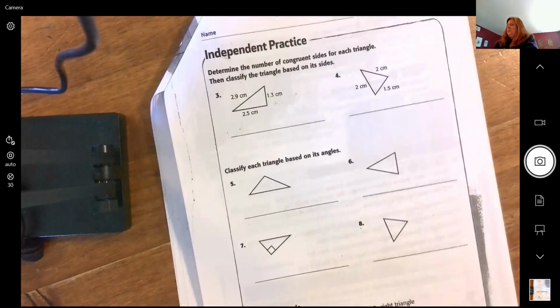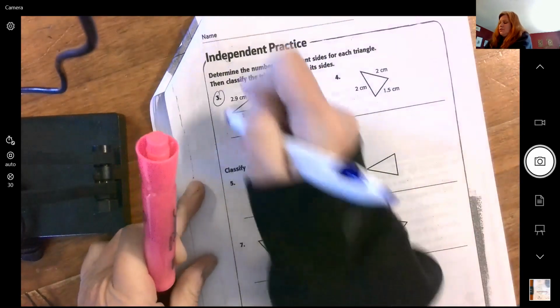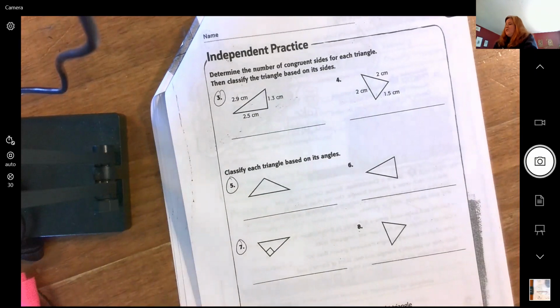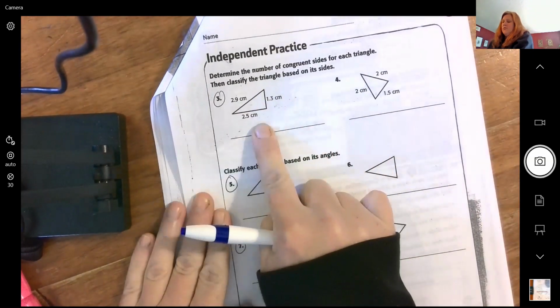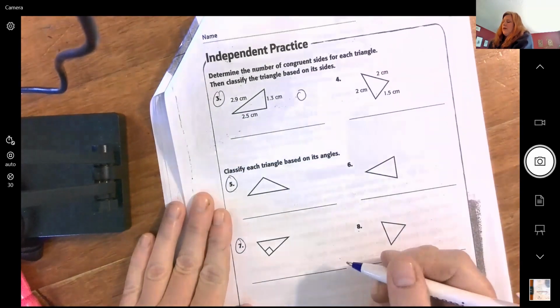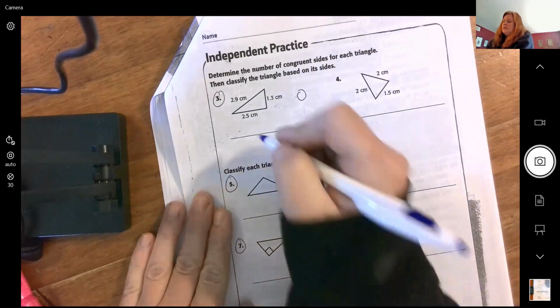All right, let's do a little bit of practice. We're going to do one of each, and you're going to complete the rest on your own. Determine the number of congruent sides. So how many congruent sides are there in this triangle? None. And if it has no congruent sides, what do we call it? Scalene.